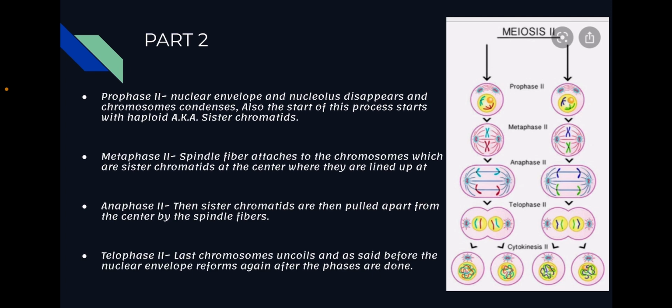Telophase 2. Last phase. Chromosomes uncoil, and as said before, the nuclear envelope reforms again after the phases are done, which are prophase, metaphase, anaphase. Meiosis Part 2. This is a picture that relates to this section.